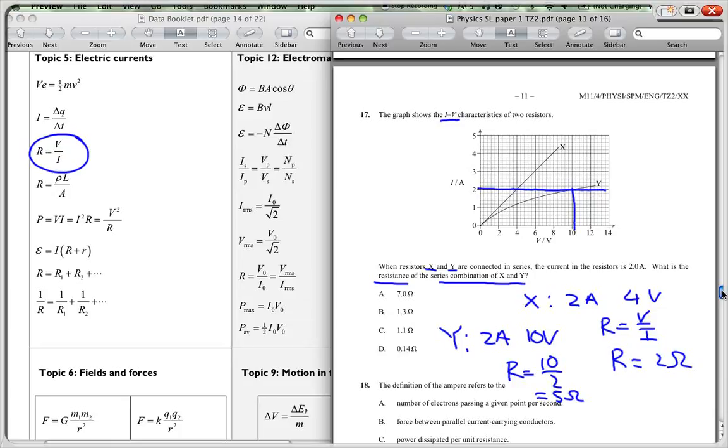Now, when they are connected in series, we have our formula here. This is for series. When they're connected in series, we just add the two together. So it's going to be 5 ohms plus 2 ohms, giving you 7 ohms. So A is the correct answer.